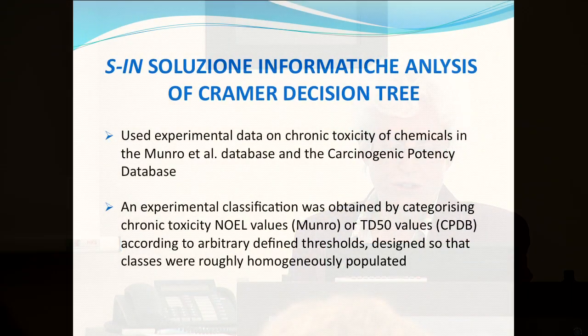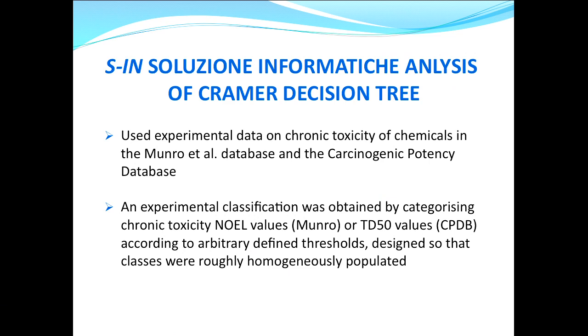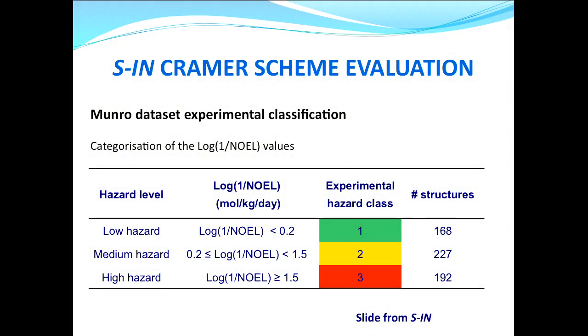Another validation has been carried out under contract work done for EFSA by SIN, Soluzioni Informatiche, and they did this work as background to the opinion that EFSA published in 2012 on the use of TTC in EFSA's work. And what they did was SIN took experimental data on chronic toxicity of the chemicals in the Munro database and the carcinogenic potency database, and they devised their own experimental classification by categorising the NOEL values or the TD50 values according to arbitrary thresholds. And they were arbitrary in that they just wanted to make sure that the chemicals divided roughly, very roughly, into about similar numbers for each group. So you can see they ended up with 168 in the low hazard group, 227 and 192.